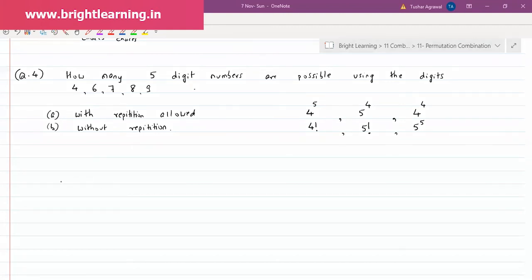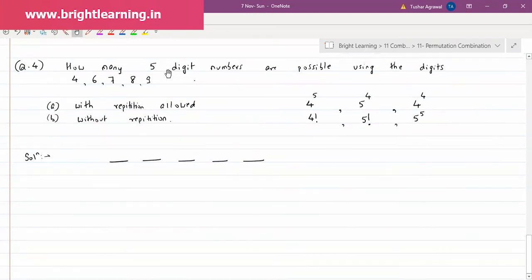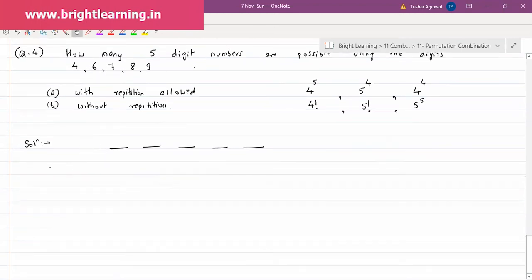Okay, see everyone now. With repetition allowed. So in my mind, whenever such a question comes, I picturize it in this format. How many 5-digit numbers? Okay, 5-digit numbers. I think like this: 1, 2, 3, 4, 5. I always think in terms of that suitcase only. 5-digit numbers, 5 positions are there. Possible using the digits 4, 6, 7, 8, 9. Now the A part I am solving, with repetition allowed.